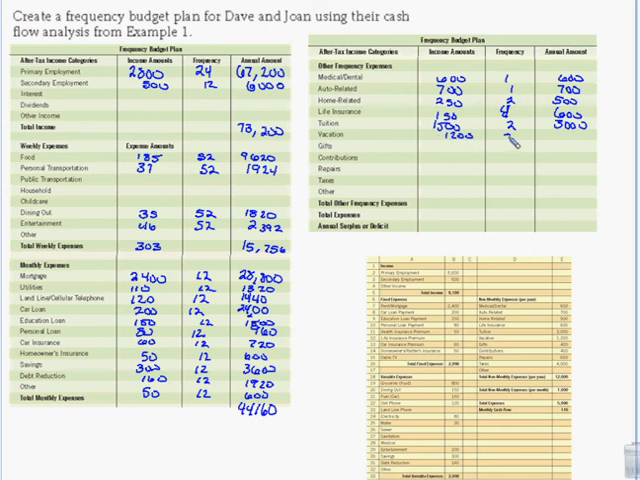Vacation is once a year. They only buy gifts twice a year, apparently. Charitable contributions once a year, probably before tax time. And then taxes, which gives you 12,000. So your total expenses are 71,916, and your annual surplus is 1,284.